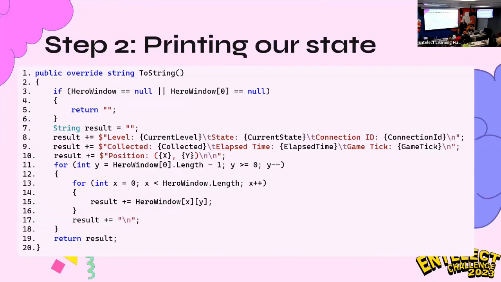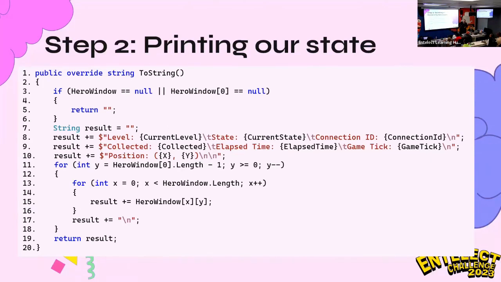At the beginning, it basically just prints out a bunch of metadata. So our current level, our current state, etc. And then it prints out the hero window as a big block of text. Note that for the hero window, we start with the Y coordinate and do it in reverse because we're printing it row by row and not column by column. So just bear that in mind. You will need to flip it or else you end up with a rotated or upside down view.